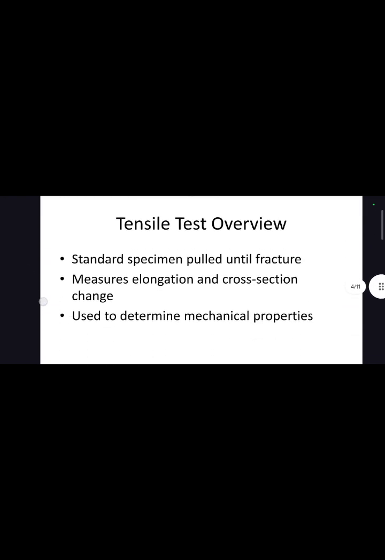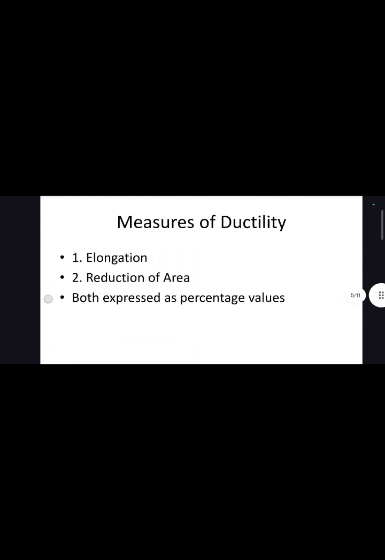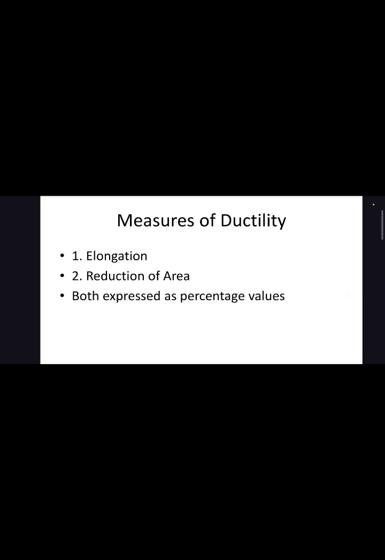Tensile test overview. To measure ductility, we perform a tensile test. In a tensile test, a specimen of standard shape is pulled from both ends until it breaks. During this process, we record how much it stretches and how its cross section changes. From this test, we can calculate different mechanical properties, but today we focus only on the measures of ductility. Two main measures of ductility are elongation and reduction of area. Both are expressed as percentage values.